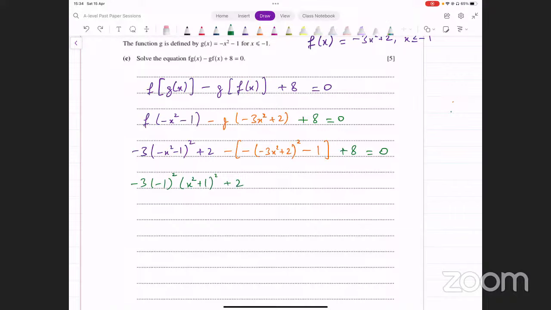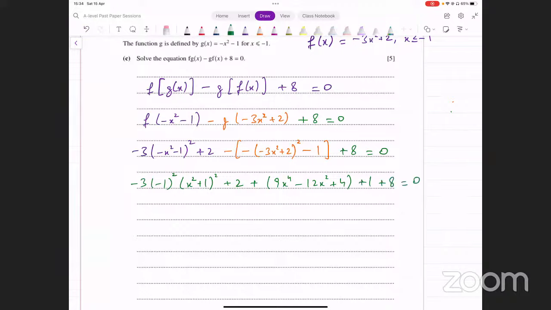So you have plus -3x square plus 2. इसको expand कर लें. -3x square का whole square, that's going to be 9x raised to power 4 plus 2 into -3x square into 2. That's going to give you -2 into 3, which is 6. 6 into 2 is 12. So that's 12x squared plus 2 ka square, which is plus 4. Then you also have -1 here. So minus into -1, that is going to give you +1. And you have +8 outside, that equals 0.